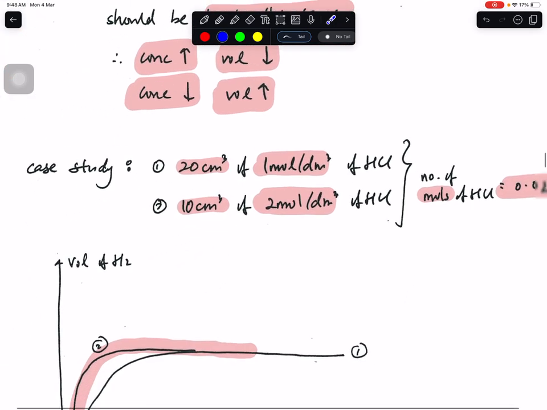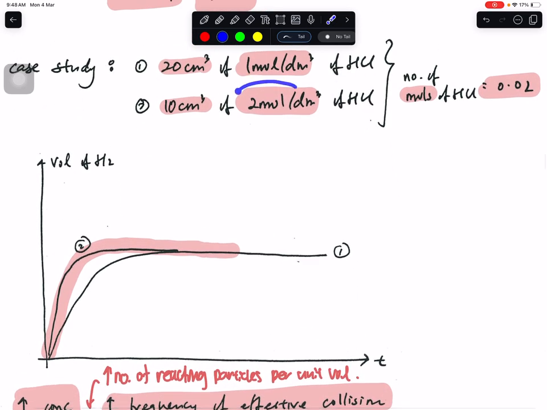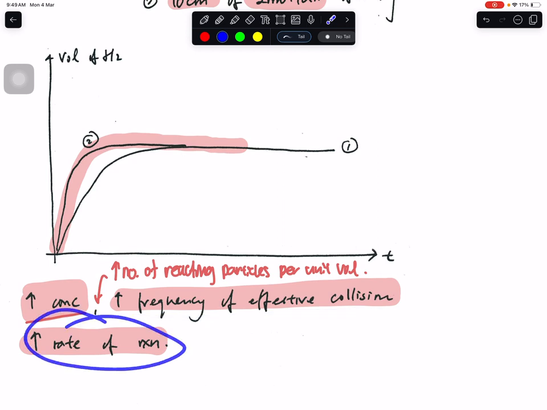After you have done that, then you can take a look at this experiment. You'll notice that the one that is higher in concentration will actually be a bit faster. So let's take a look at the writing. When there's an increase in concentration, there's an increase in the number of reacting particles per unit volume, and therefore there's an increase in your frequency of effective collision, and therefore your rate of reaction will increase. So you can see that this graph is a lot faster for those that are more concentrated.